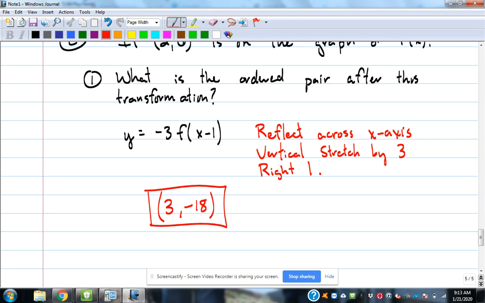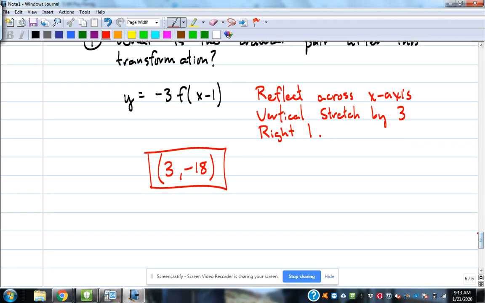So again, vertical movements are going to happen to y. Horizontal movements are going to happen to x. Okay, anything vertical is going to happen to y. Anything horizontal is going to happen to x. Let's do another one. Same ordered pair, same rules. What's the ordered pair after this transformation?